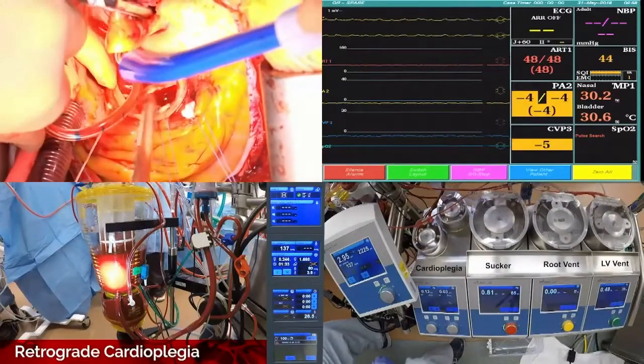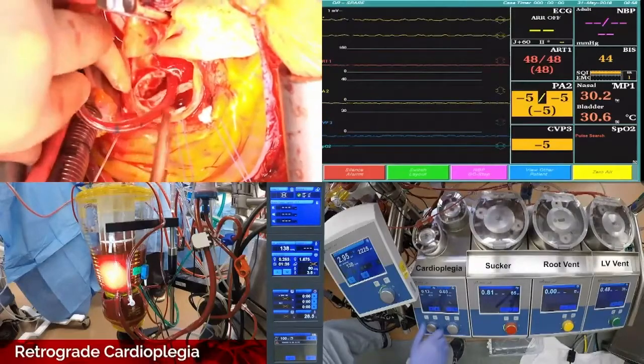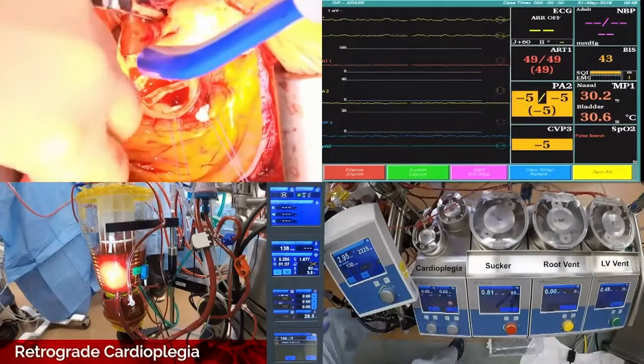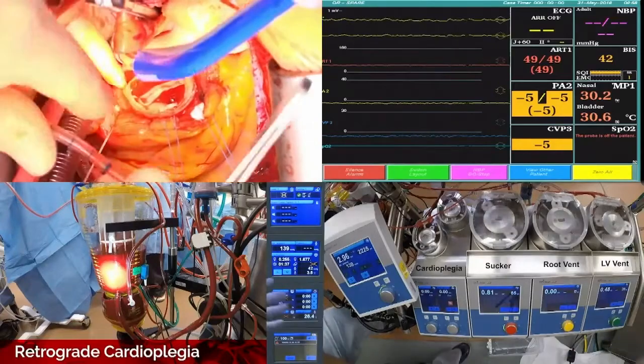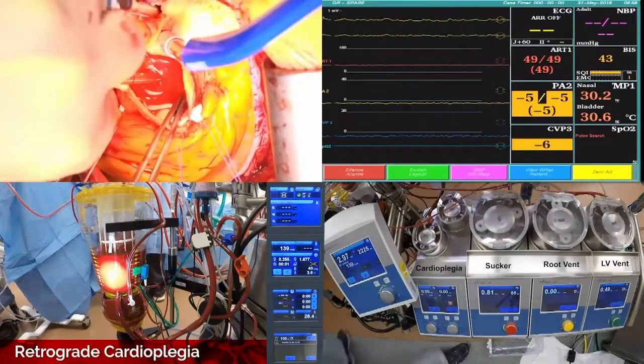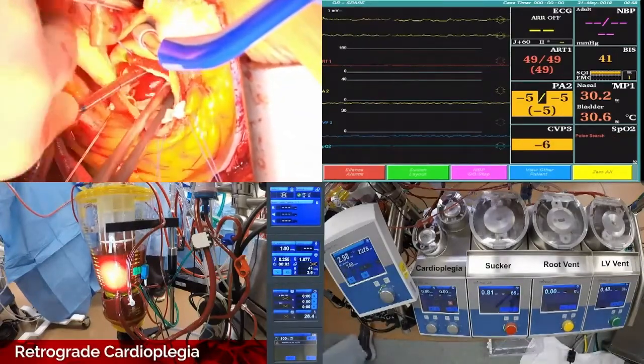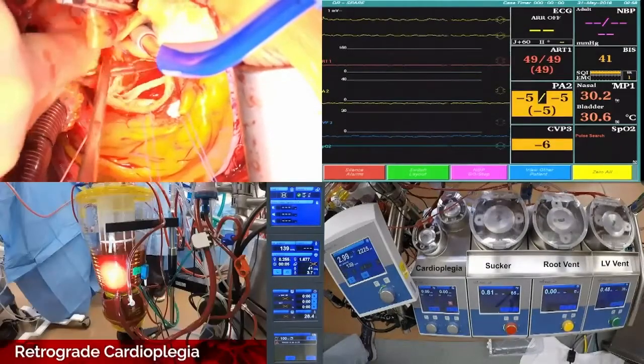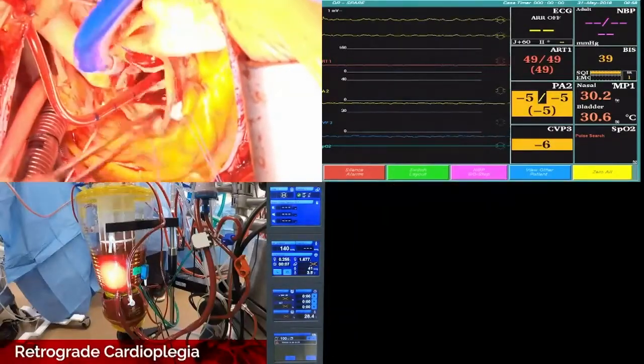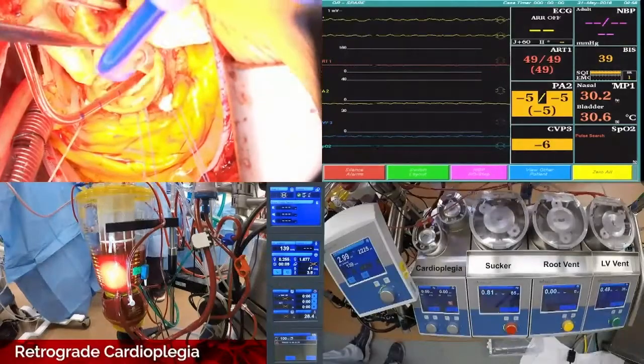Gotcha. So the leaflets themselves, the quality was pretty good, but they just wouldn't coapt. Well, the symmetry was wrong. There's one leaflet that's super long, and the other ones were, for lack of a better word, relatively short.